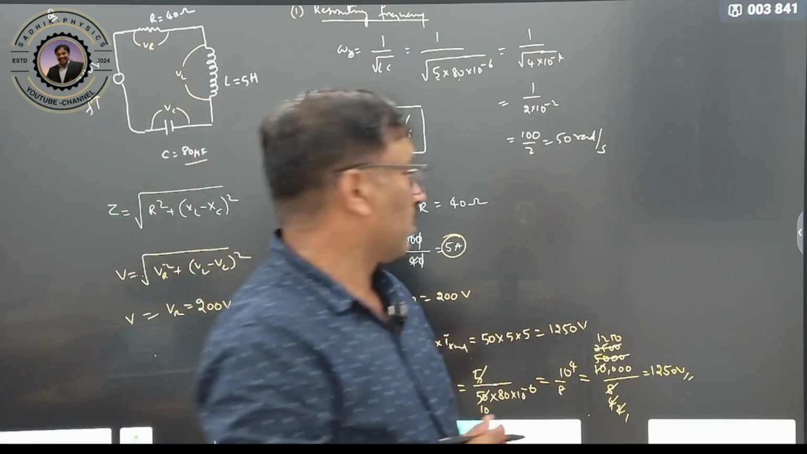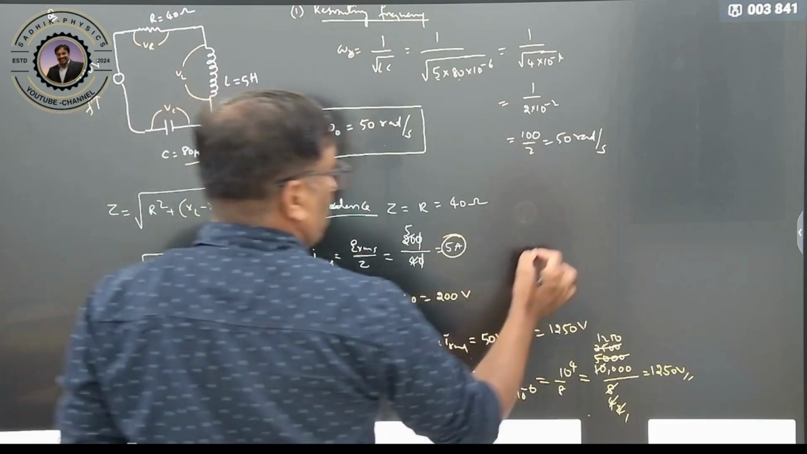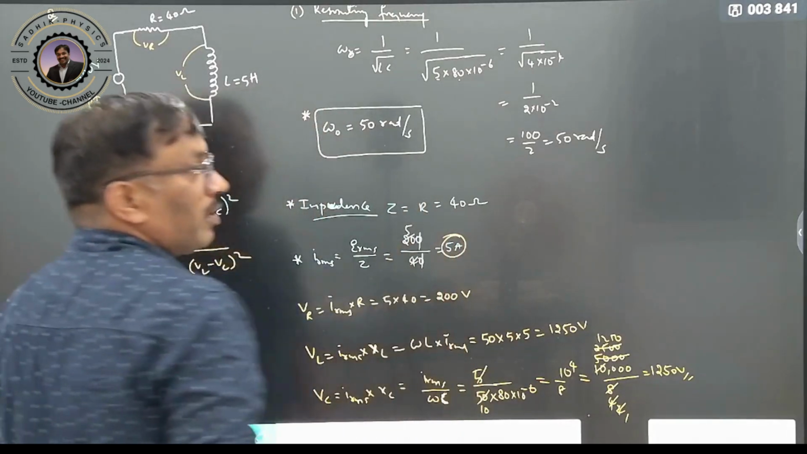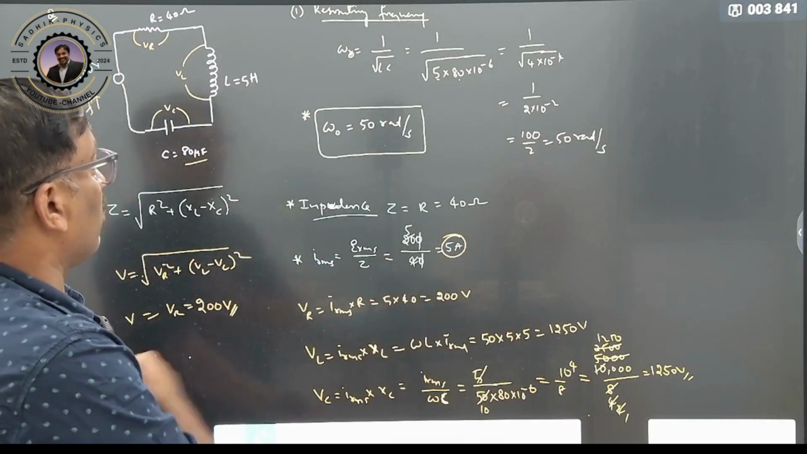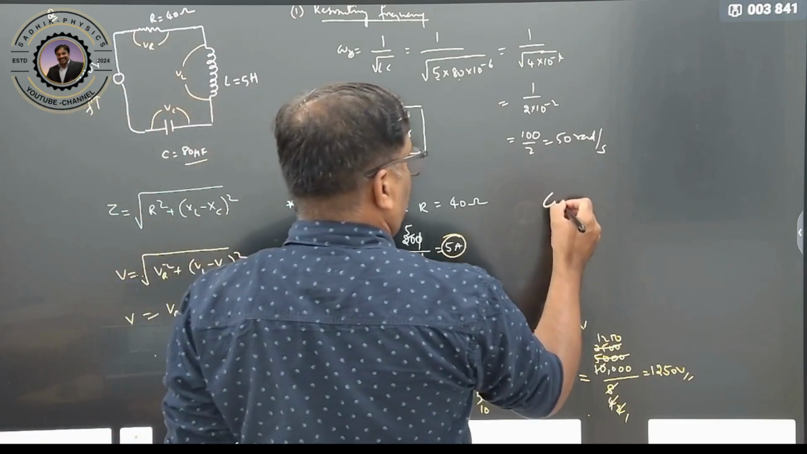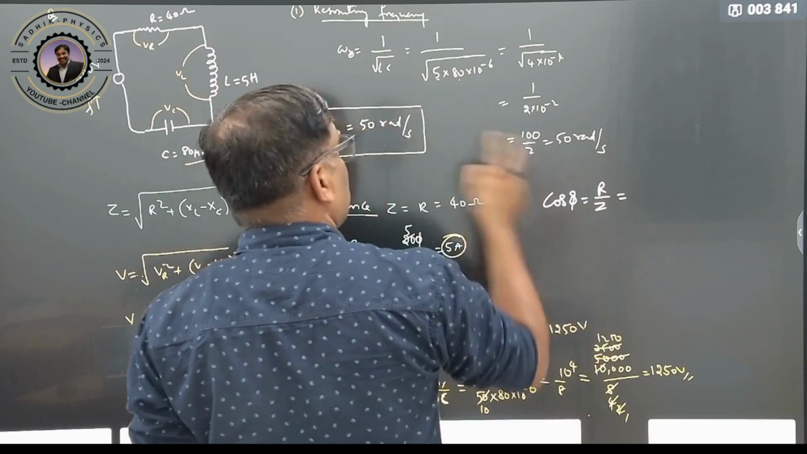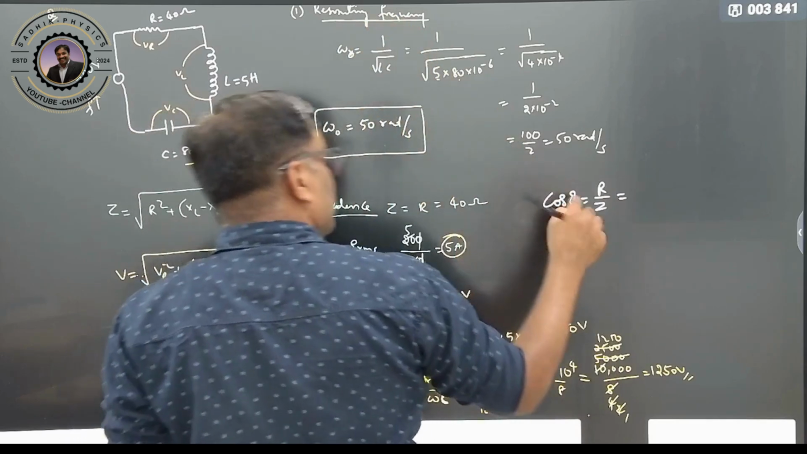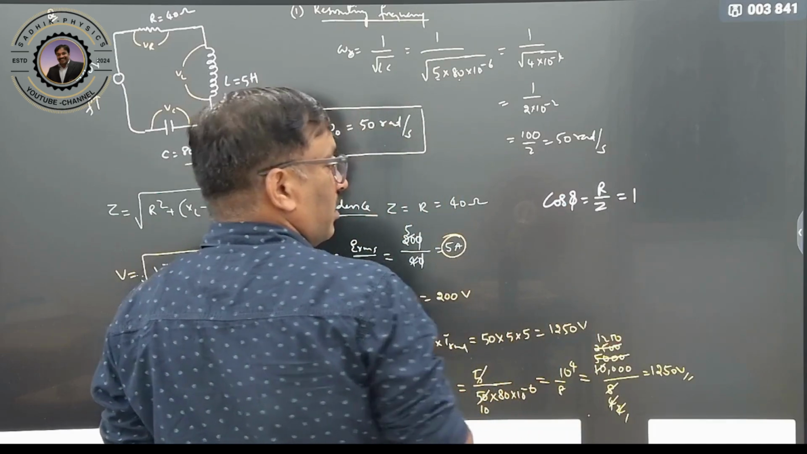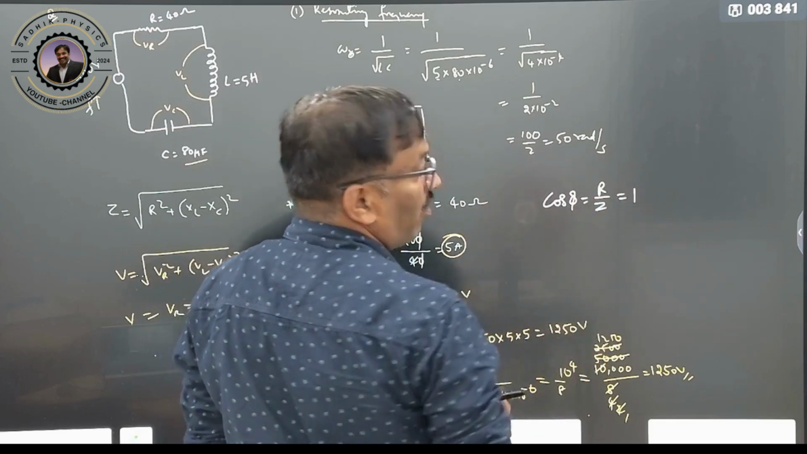Clear? Now what will be the power dissipated? How to calculate the power now? See, one more important point. What will be the power factor here? We know the power factor, cos phi, is nothing but R by Z. Z is also nothing but R. Therefore at resonating frequency, the power factor will be equal to 1. Clear? So Z is also nothing but R, so they cancel, and the power factor will be 1.